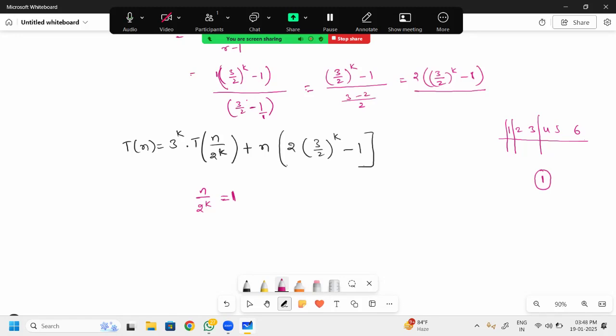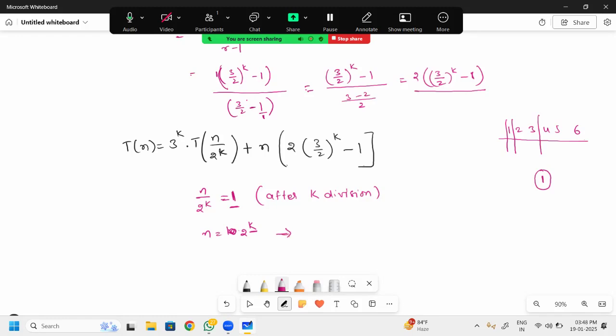So n by 2 to the power of k will become 1 after k divisions. That's why I have written it like this. So what is the n value? It is the 2 to the power of k value. But which one do you need to find? K value I need to find.